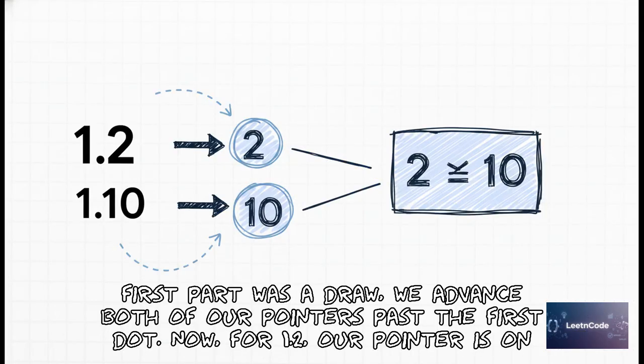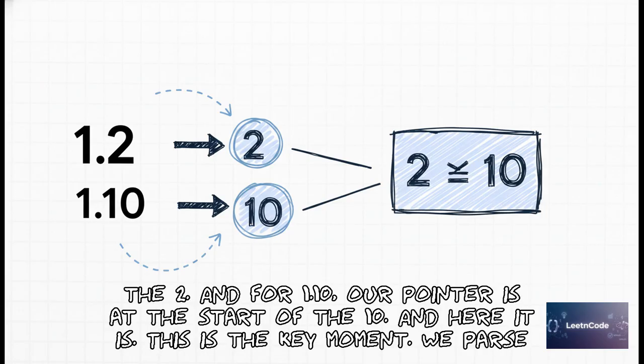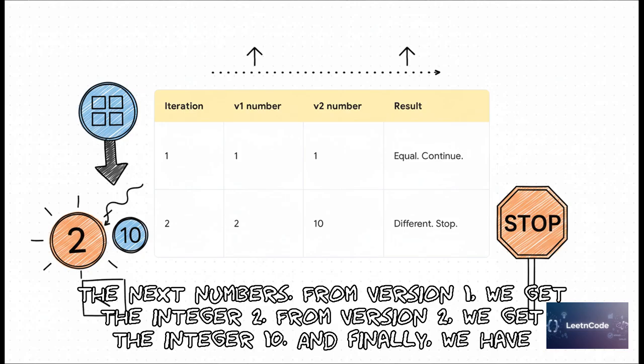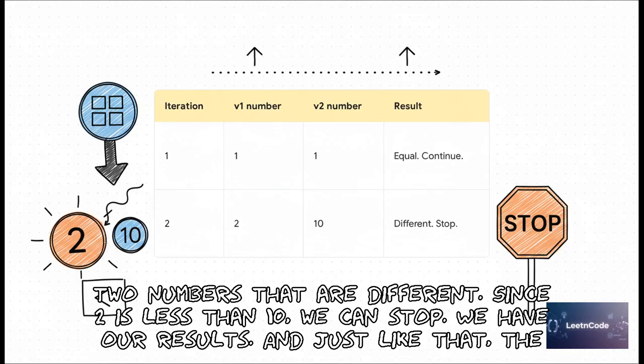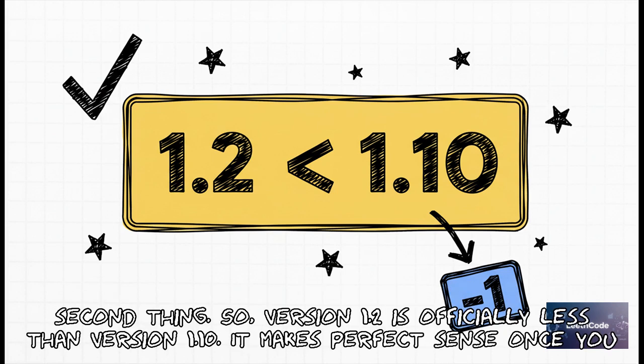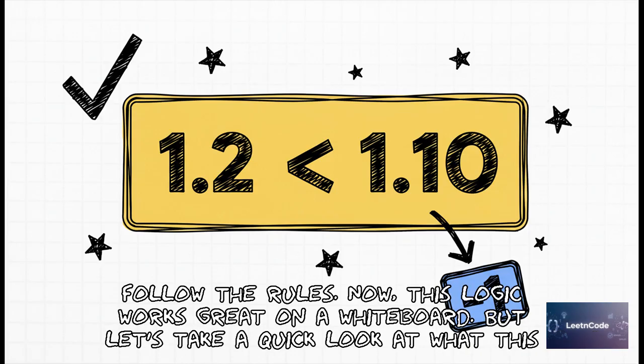Since the first part was a draw, we advance both of our pointers past the first dot. Now for 1.2, our pointer is on the 2, and for 1.10, our pointer is at the start of the 10. And here it is. This is the key moment. We parse the next numbers. From version 1, we get the integer 2. From version 2, we get the integer 10, and finally we have 2 numbers that are different. Since 2 is less than 10, we can stop. We have our results. And just like that, the puzzle is solved. The result is -1, which is just programmer speak for the first thing is smaller than the second thing. So version 1.2 is officially less than version 1.10. It makes perfect sense once you follow the rules.